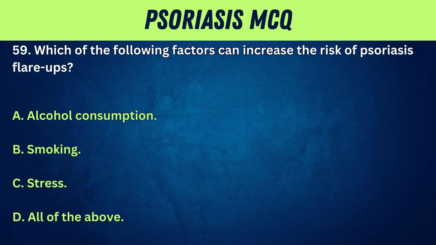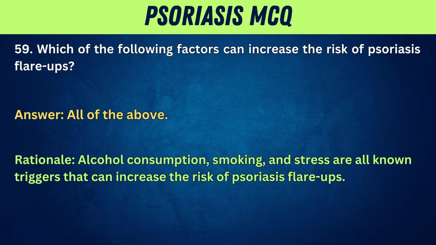59. Which of the following factors can increase the risk of psoriasis flare-ups? A. Alcohol consumption. B. Smoking. C. Stress. D. All of the above. Answer: all of the above. Rationale: alcohol consumption, smoking, and stress are all known triggers that can increase the risk of psoriasis flare-ups.